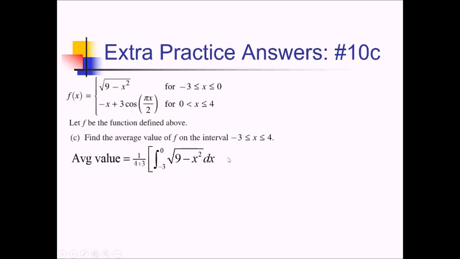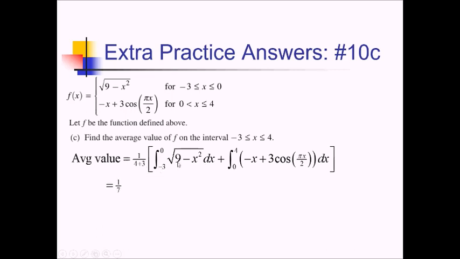Plus, I have another integral from 0 to 4 of this negative x plus 3 cosine of pi x over 2 dx function. All right, at this point we're wondering why the question writers hate us, but we're going to keep going here. So this is 1 over 7.